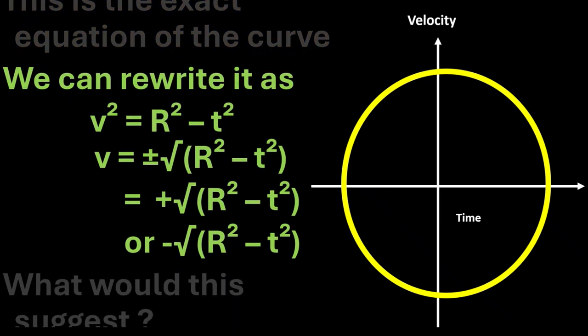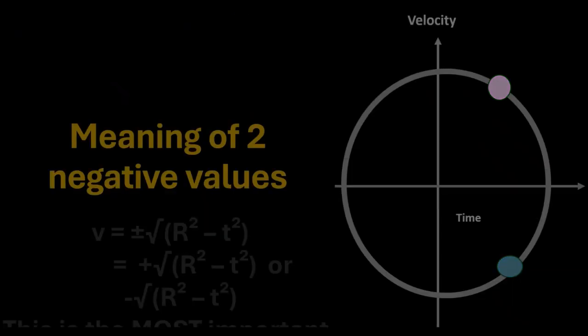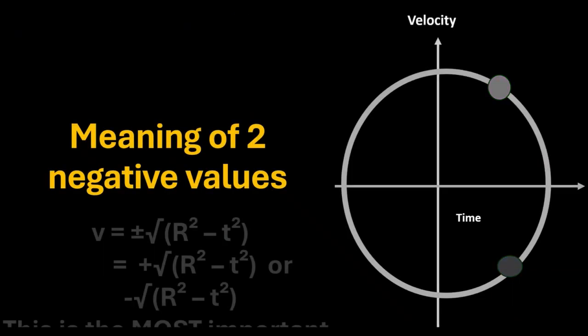If we rewrite that equation as v square plus t square is equal to r square, then v square is equal to r square minus t square, and if we solve for v, we get two values. One is plus root of r square minus t square, and two is minus the root of r square minus t square. So if we have two roots for v, what would this imply? In a circular curve, it implies that there are two possible values of velocity, right?